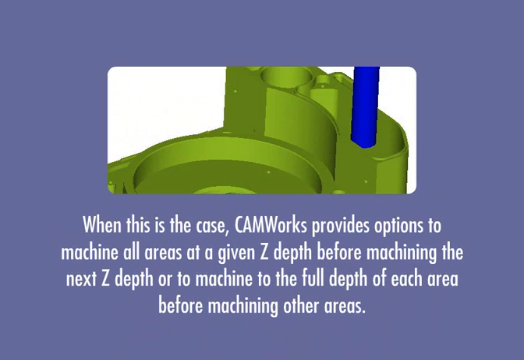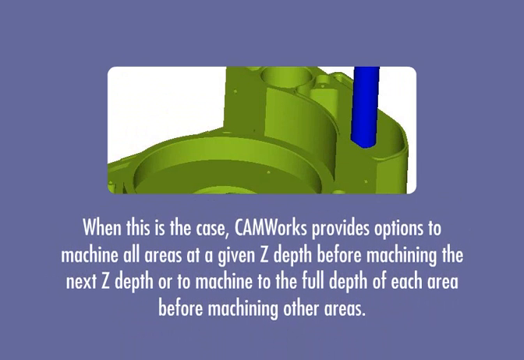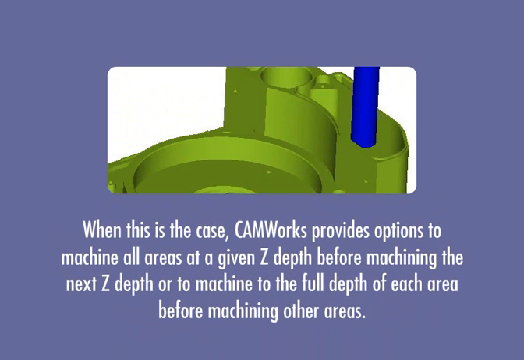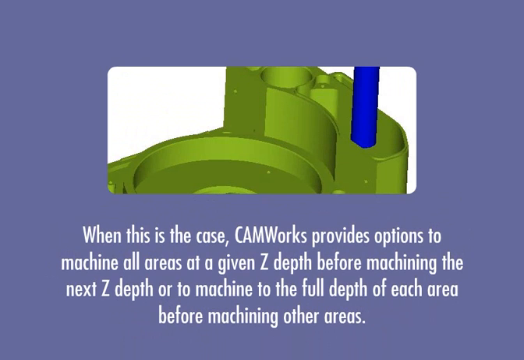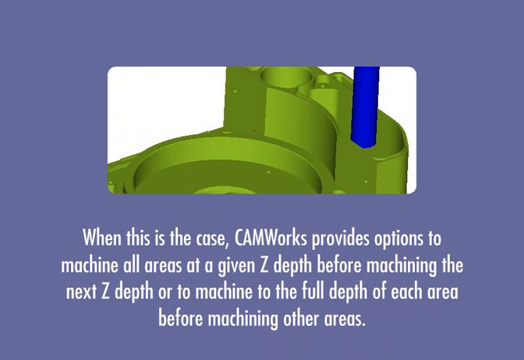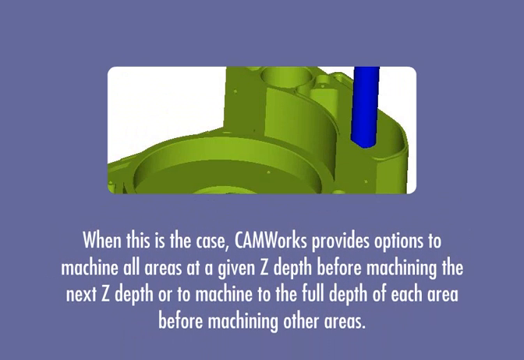When this is the case, CAMWorks provides options to machine all areas at a given Z depth before machining the next Z depth, or to machine to the full depth of each area before machining other areas.